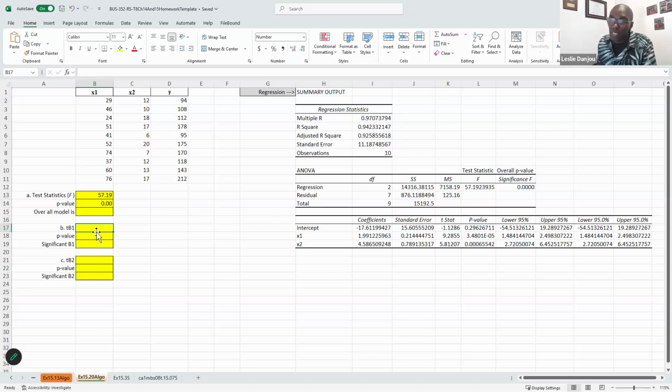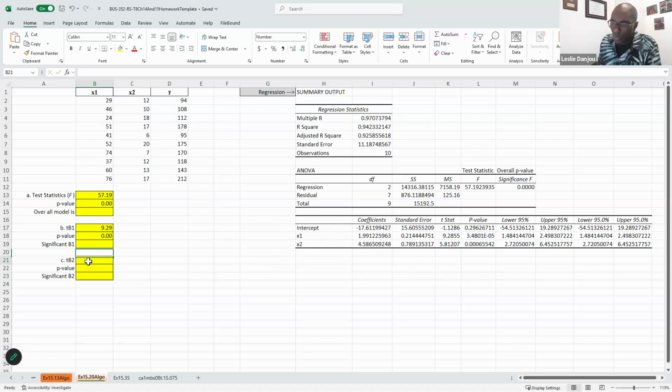How do we find TB1? Put equals to, your TB1. So you guys can actually see this, I'm going to click on this guy right here. This is my T. Here's my B0. Here's my B1. Here's my T B1, if that makes sense to you. My P value for my B1 is this guy right here. I'm going to press enter.